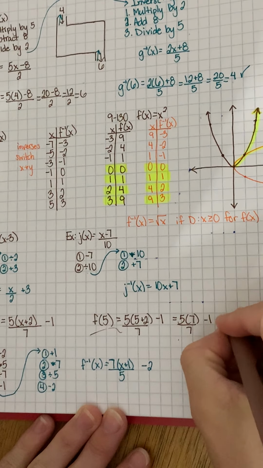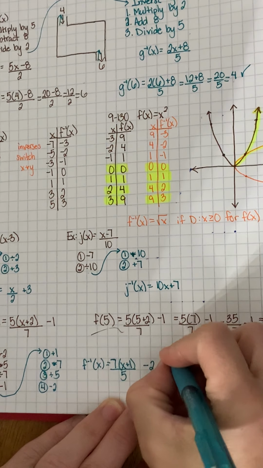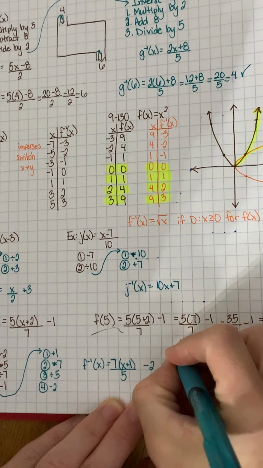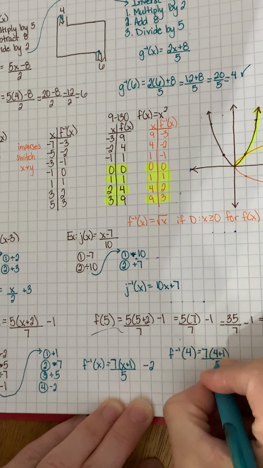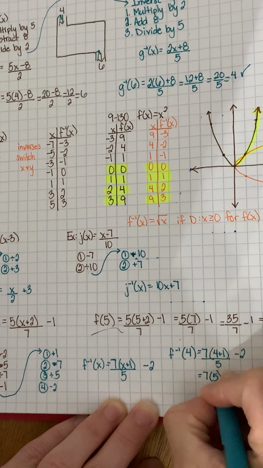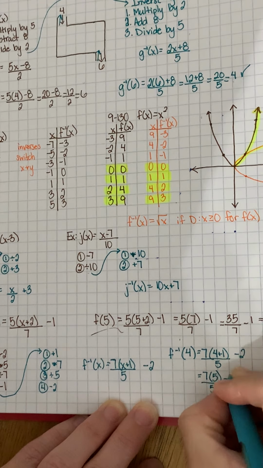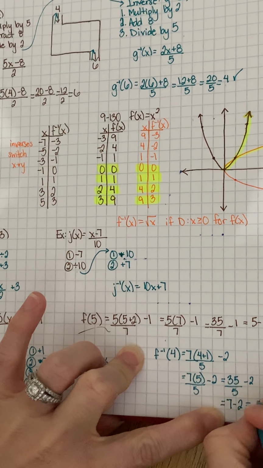So when I plug 4 into my inverse, I better get 5 out. If I don't get 5 out, then I made a mistake somewhere. So the inverse of 4 is 7 times 4 plus 1, all divided by 5, minus 2. So 7 times 5 divided by 5 minus 2 is 35 divided by 5 minus 2. So 7 minus 2 is equal to 5.